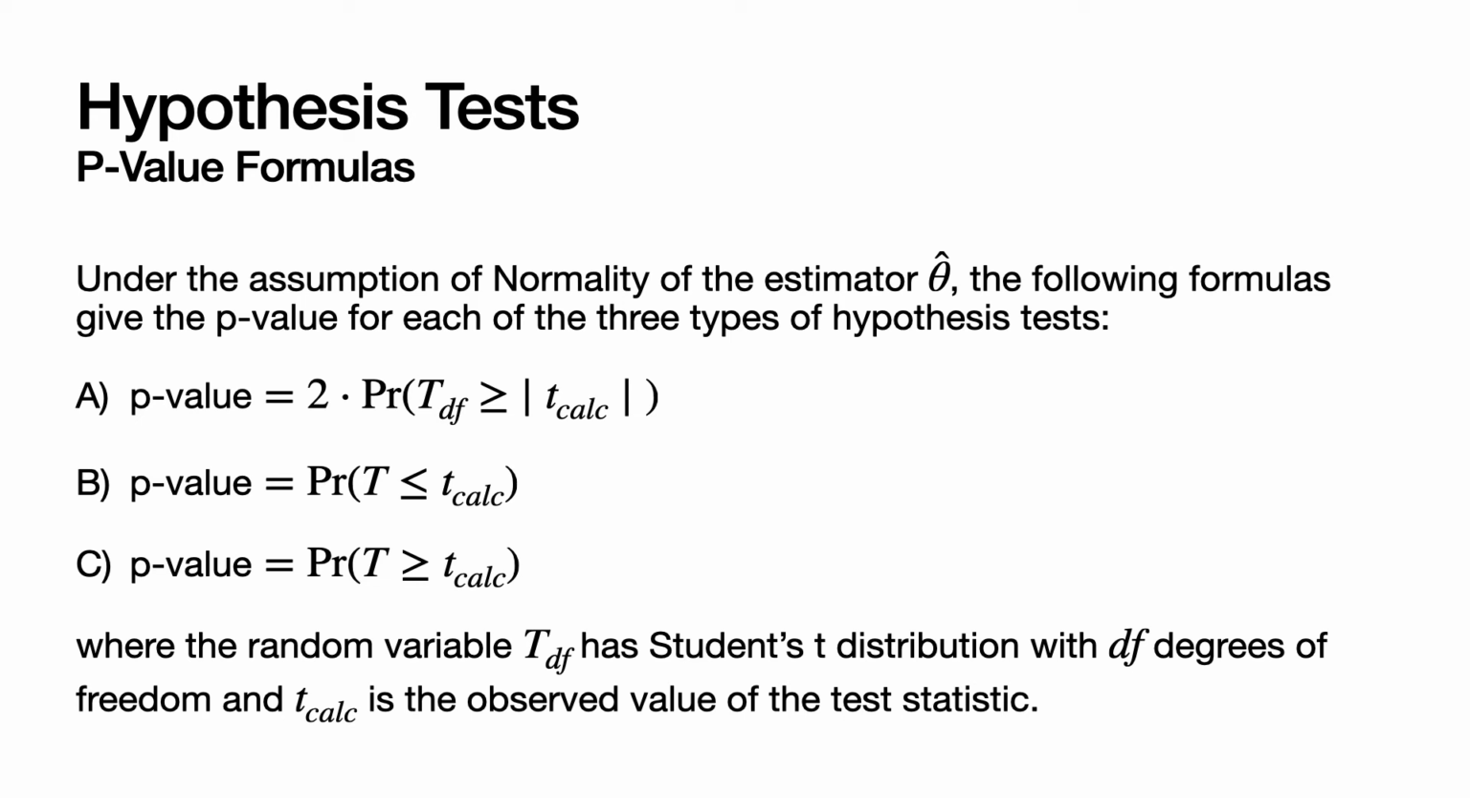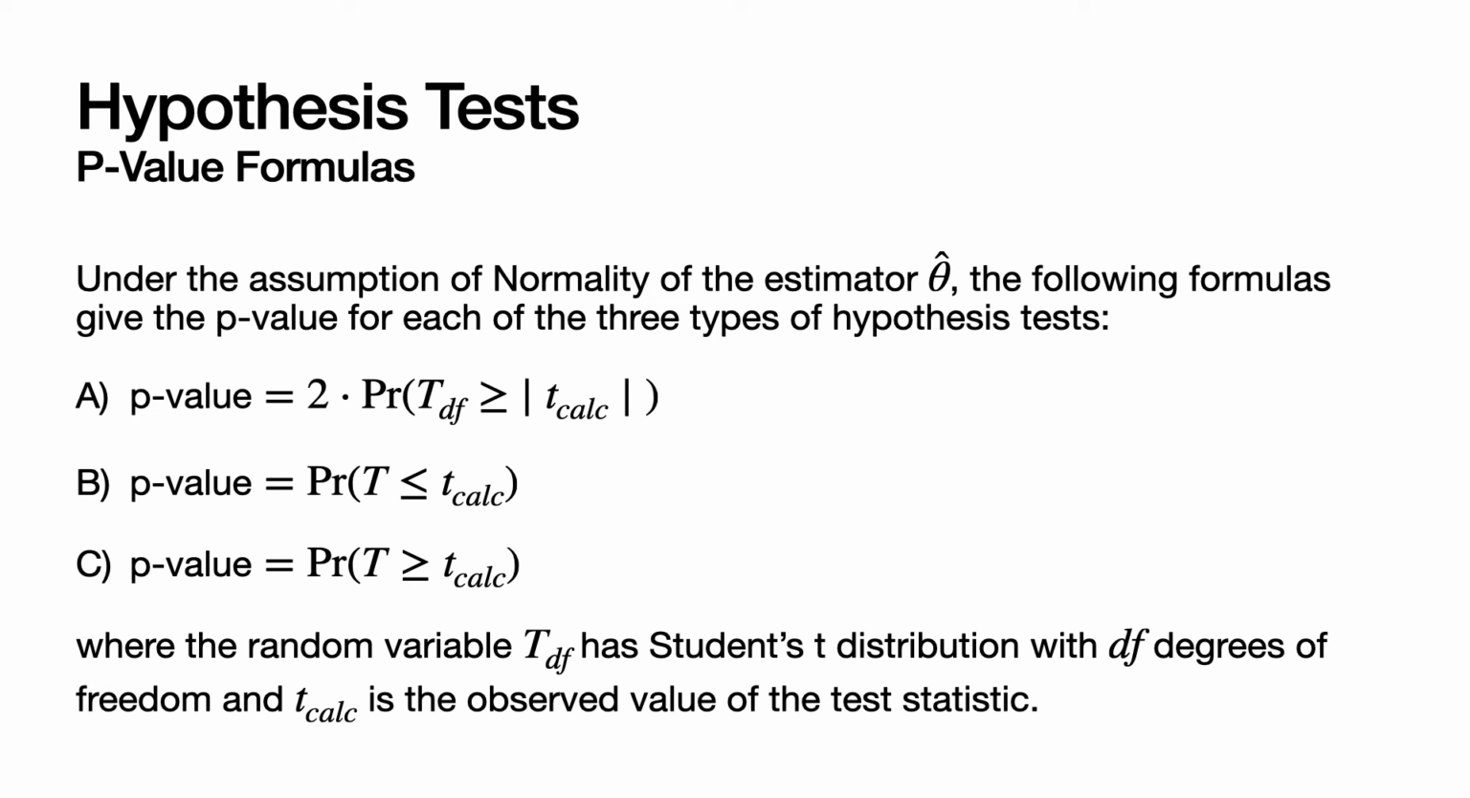For the left-tailed test, hypothesis test B, the p-value is the probability that a t-random variable with degrees of freedom equal to df is less than or equal to the observed value of t-calc. I see I have a couple of typos here; I need to put df in the subscript of these two t's on B and C. And then finally, for the right-tailed test, hypothesis test C, the p-value is equal to the probability that a t-random variable with degrees of freedom equal to df is greater than or equal to the observed value of t-calc.